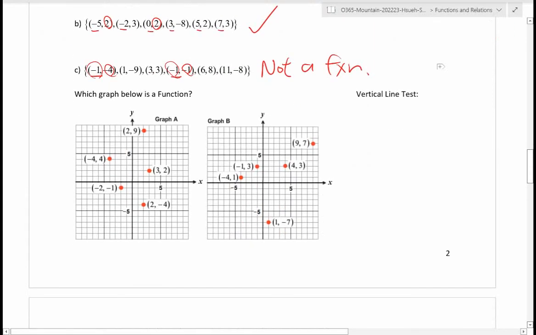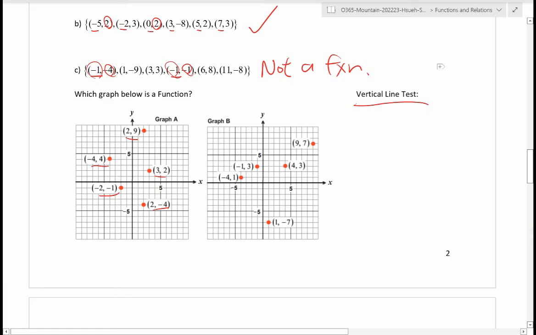Okay, what about from the graph? How can you tell whether a graph is a function or not? Well, you can see, you have all the coordinate pairs here written down for you, right? So you can tell from there, but the coordinate pairs are not always written down for us, right? Sometimes it's just a graph, something like that, right? And how do I know if it's a function or not? So here comes the vertical line test.